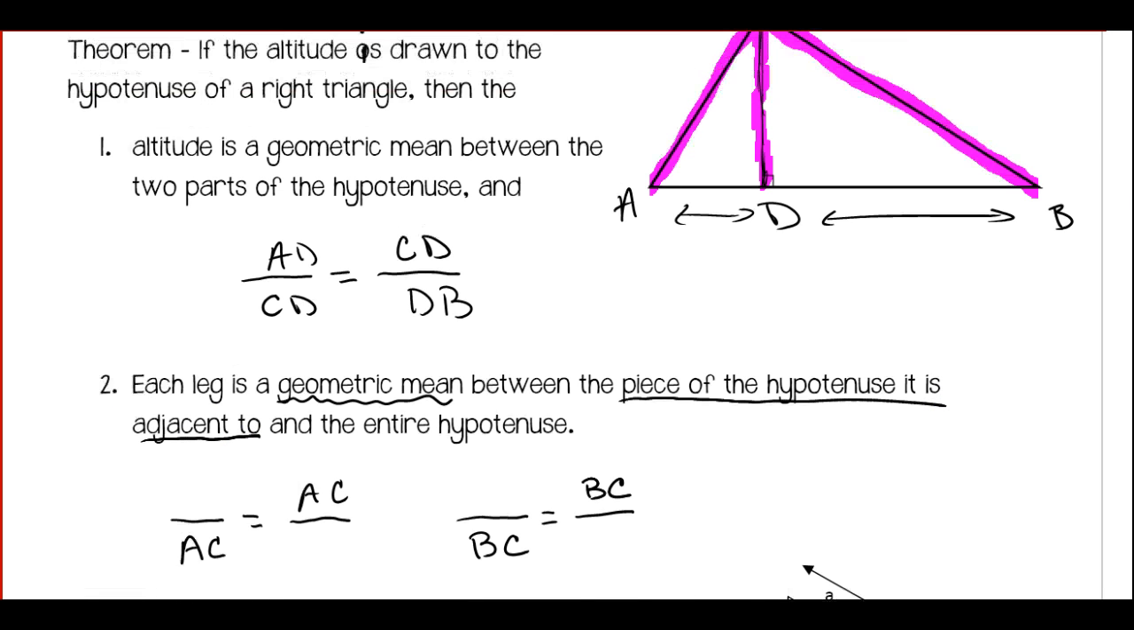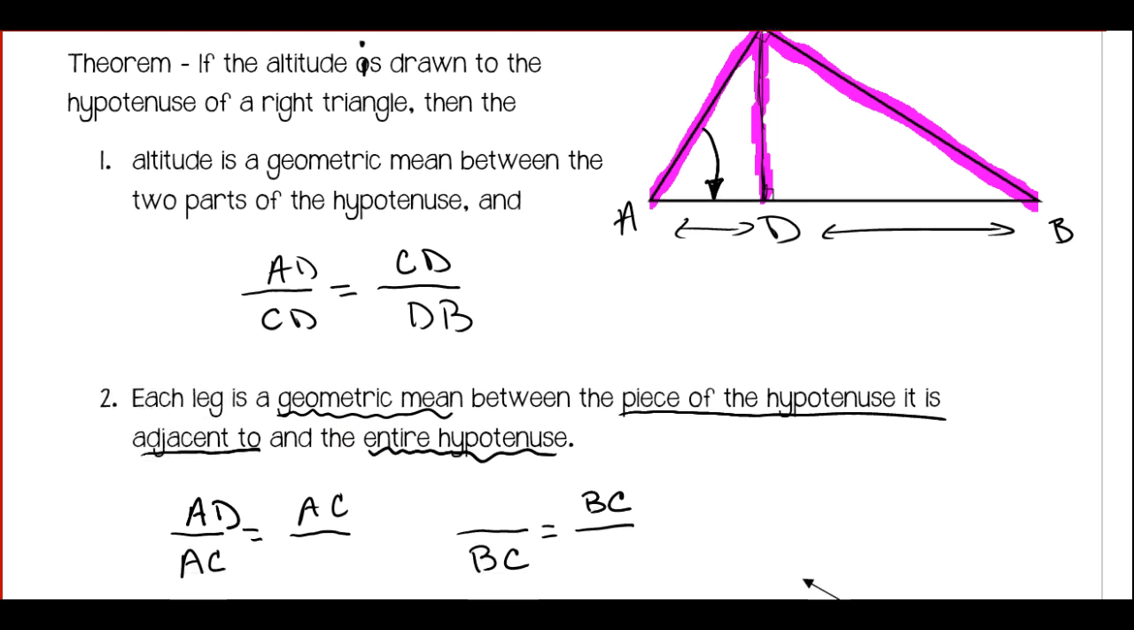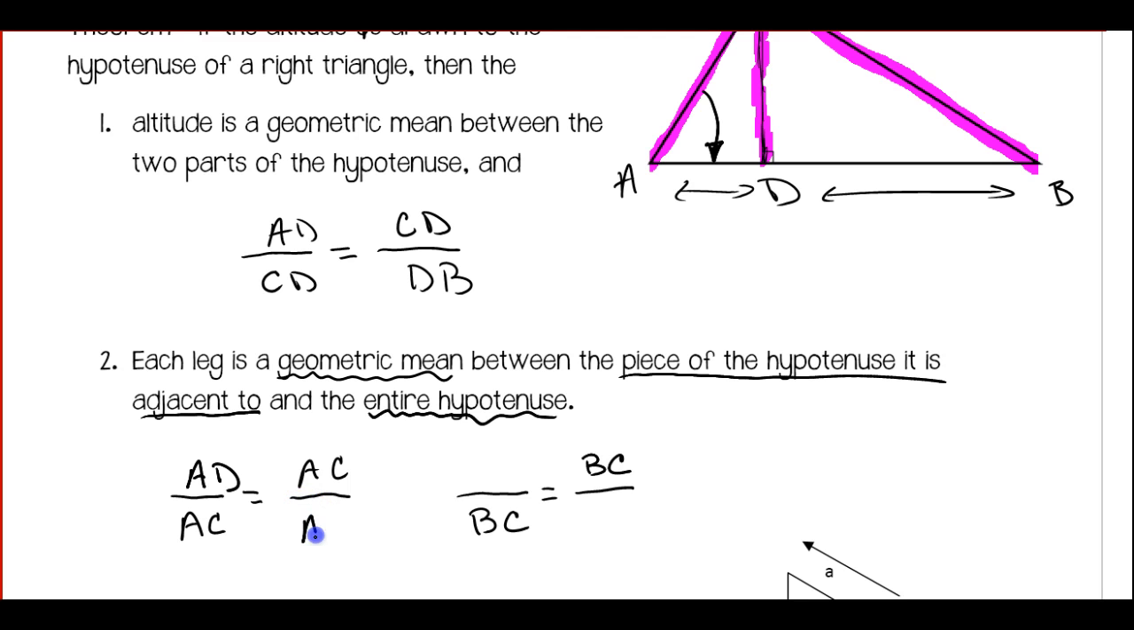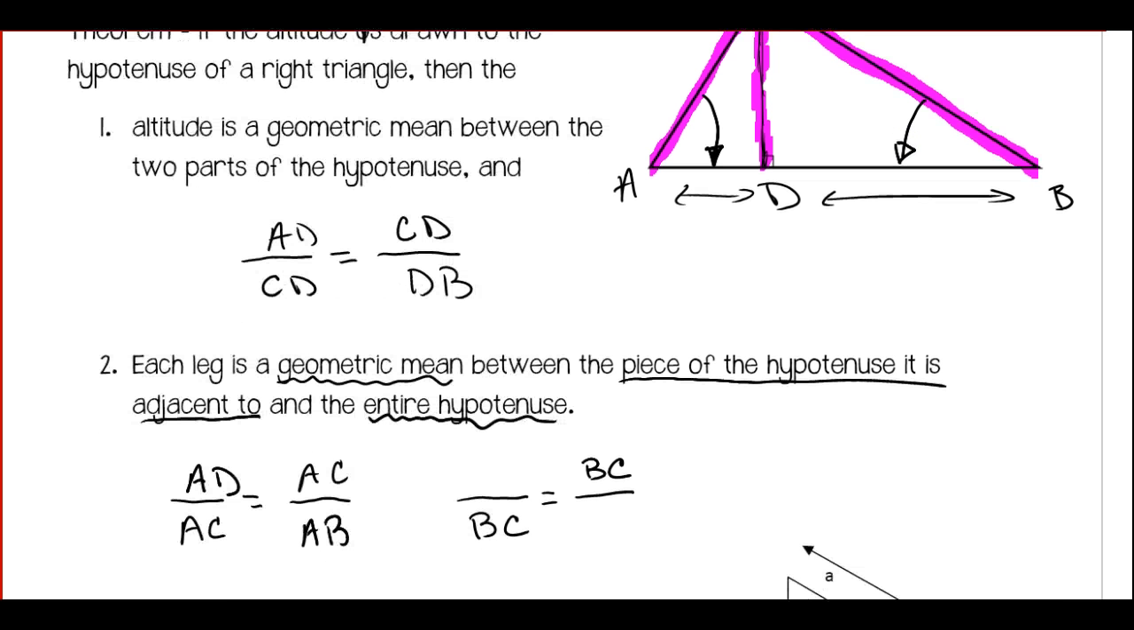So if we go back up here, AC is next to this part of the hypotenuse. So that's going to be between AD and the entire hypotenuse, which is AB. Alright, so we look on the other side, BC is going to be a mean between the part of the hypotenuse that it's next to, so BD, and also the entire hypotenuse, AB.